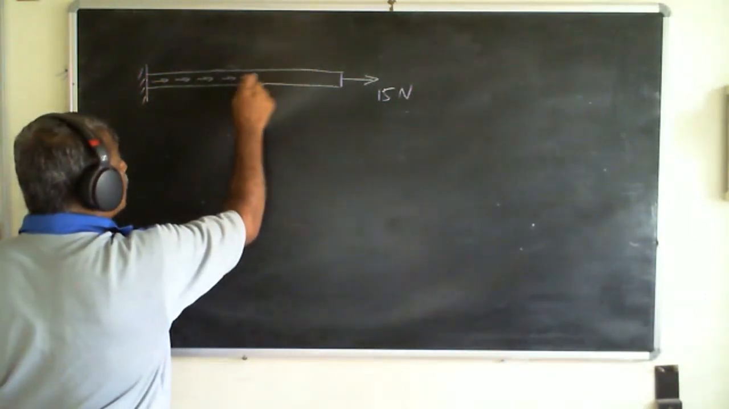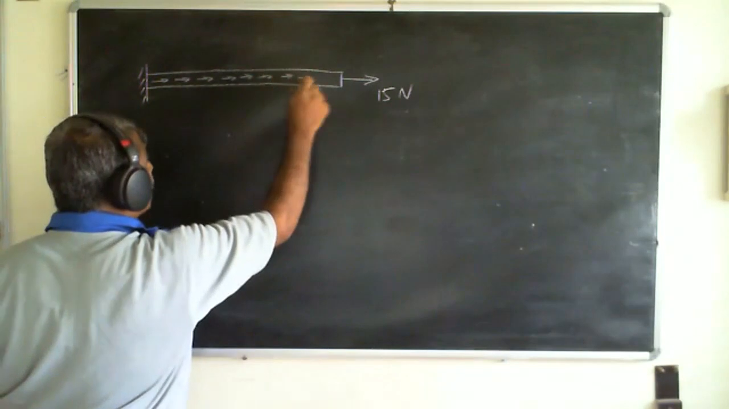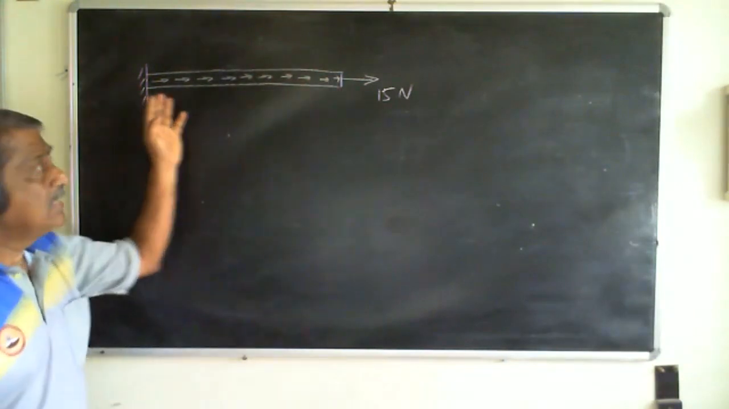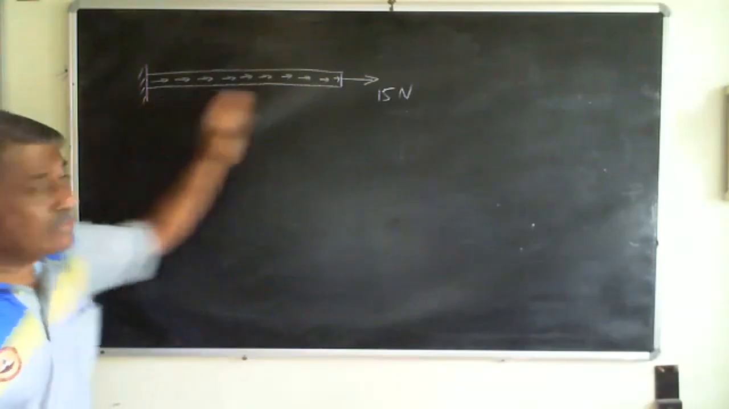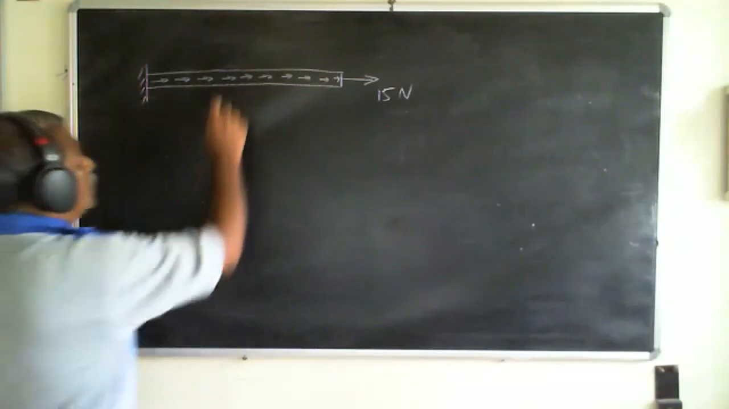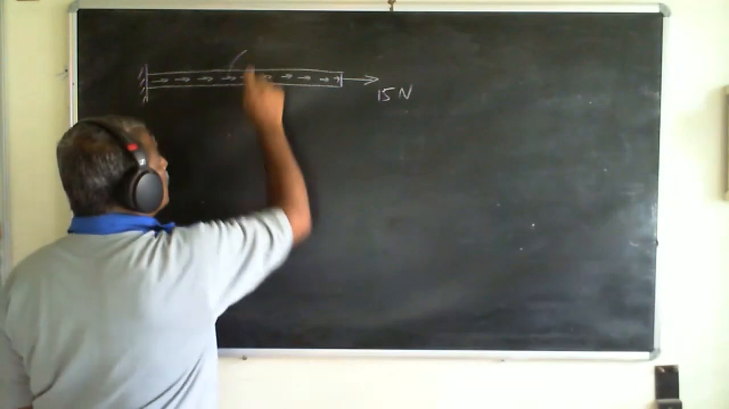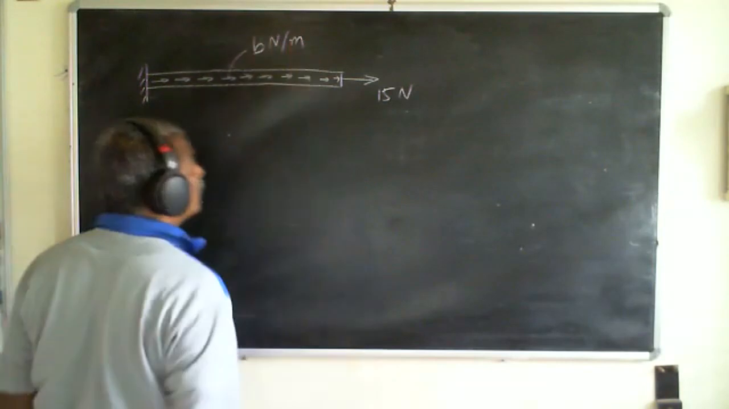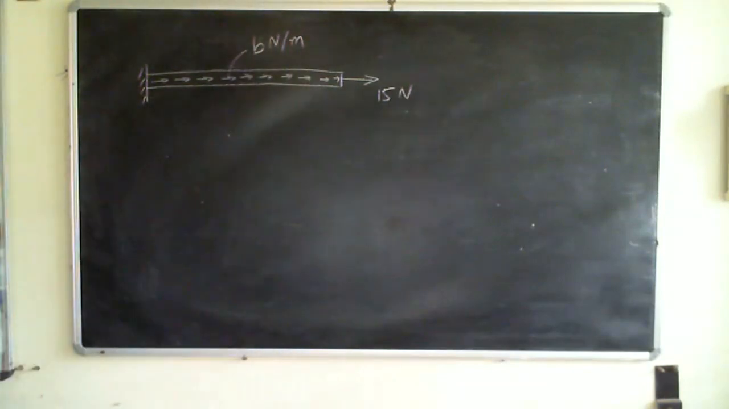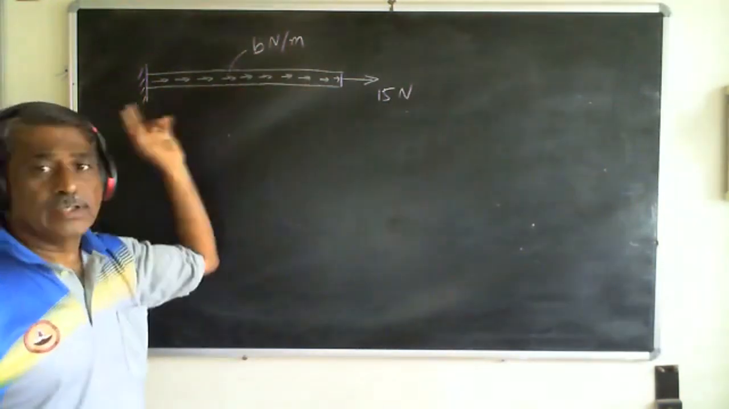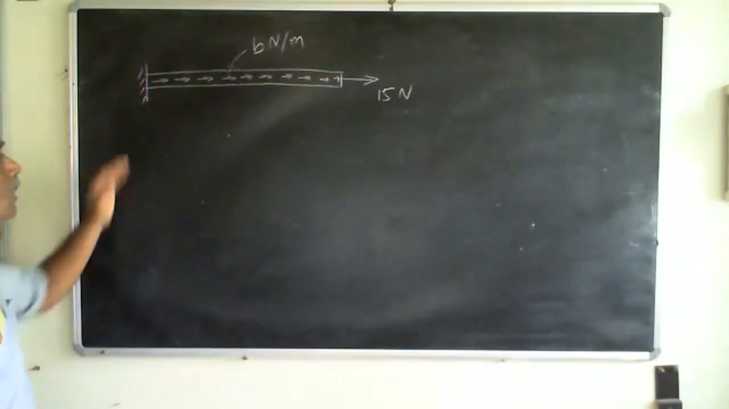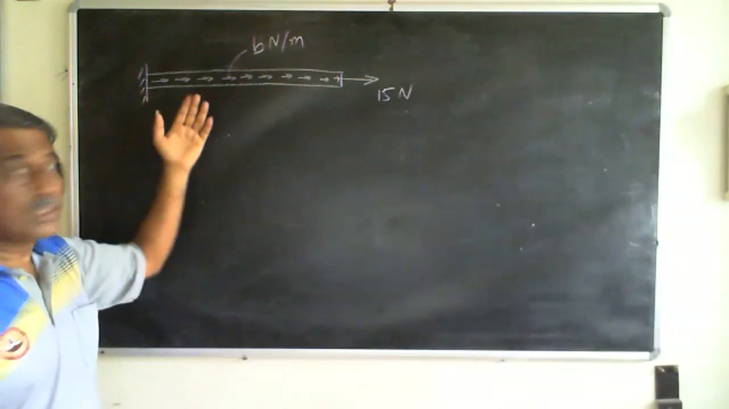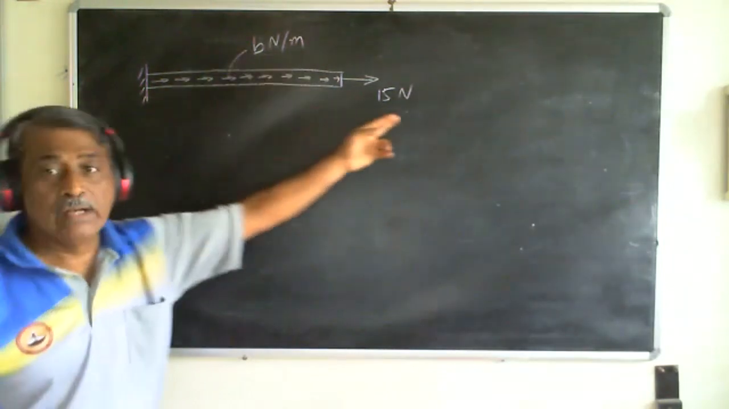force acting along the bar in the axial direction, but distributed over the length. Okay. Let me call this as some, let's say, B Newton per meter. Okay. B is this distributed force. Okay. And I seek to find out what would be the internal force created because of B and 15.